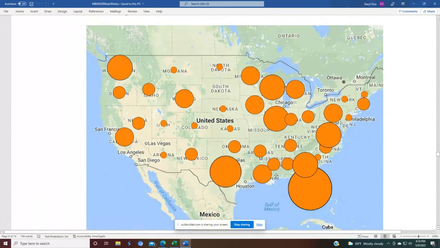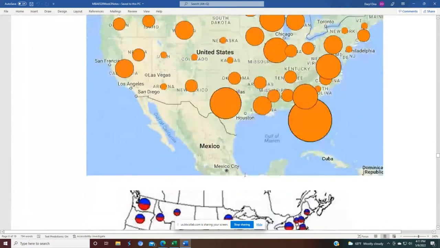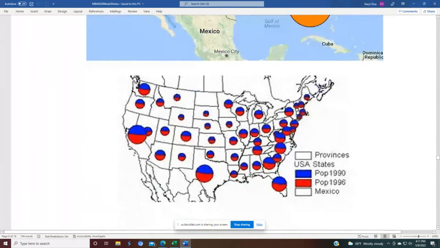What the bubble maps represent, I don't know. Because you could see here the biggest bubble is in Florida, and then second is Texas. What are these bubbles of? I'm sorry, I don't know. But it was just such a cool map that I had to include it in our presentation.